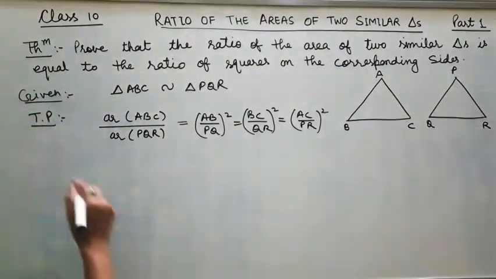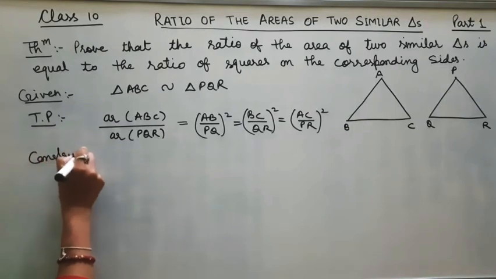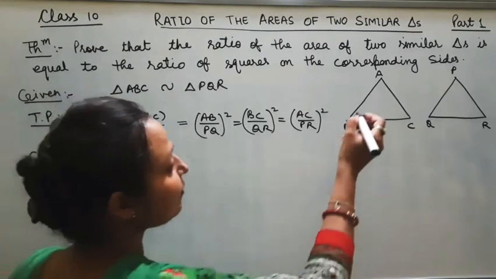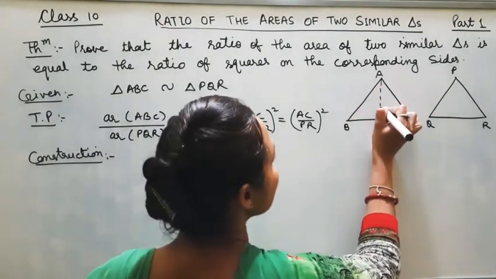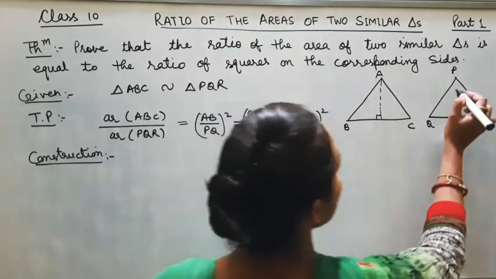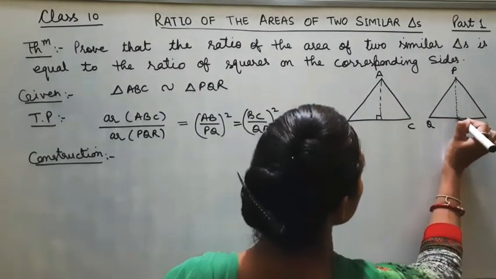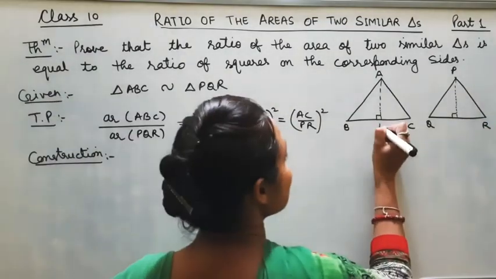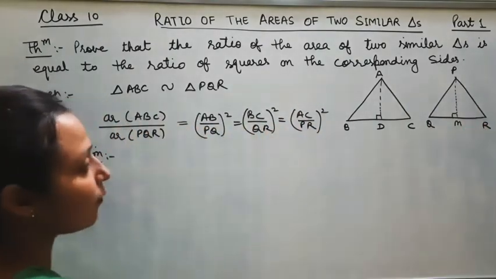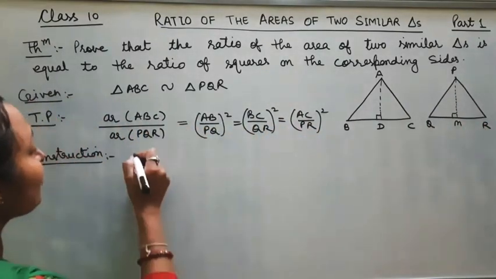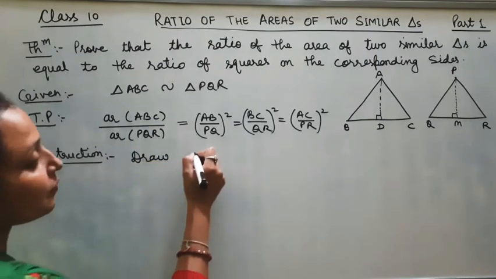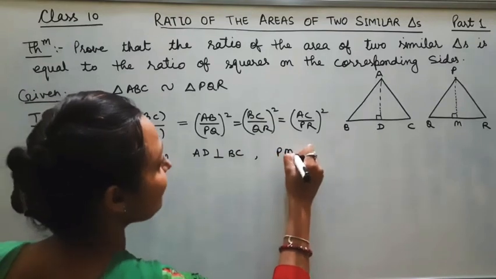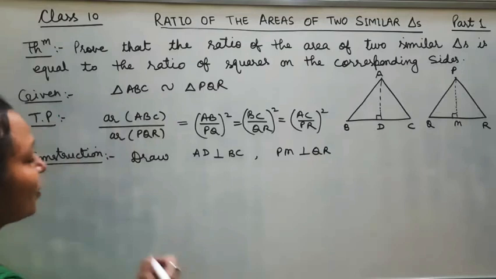For this I will do the construction, to make it simple. What is that construction? I will draw the perpendicular. This is 90 degrees, and I will draw the perpendicular. Name these points D and N. So I will draw AD perpendicular to BC and PN perpendicular to QR.